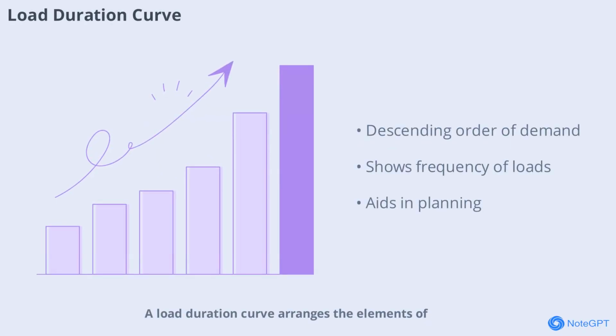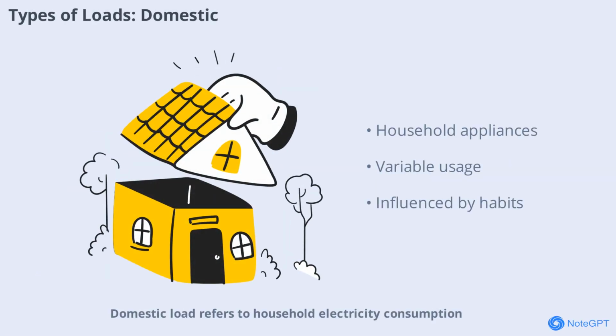Load duration curve arranges the elements of a load curve in descending order of magnitude. This curve provides a clearer picture of how often certain demand levels occur, making it easier to plan for base load and peak load requirements. The area under the load duration curve equals the area under the original load curve, representing total energy consumption over the period.